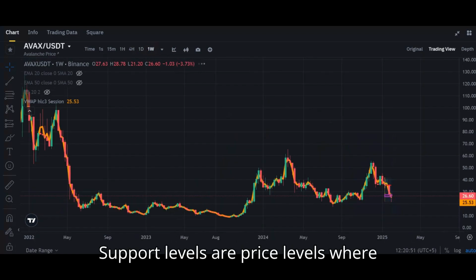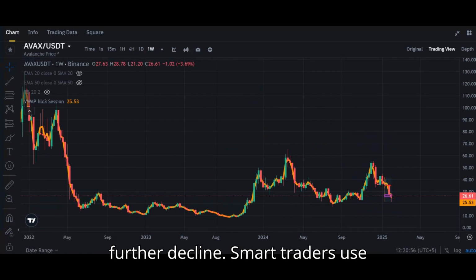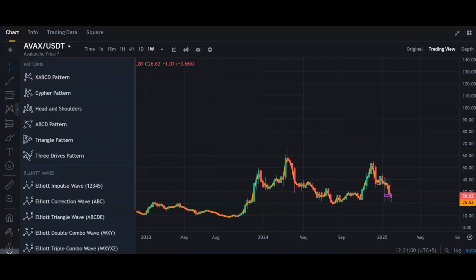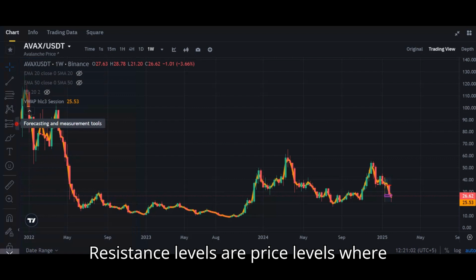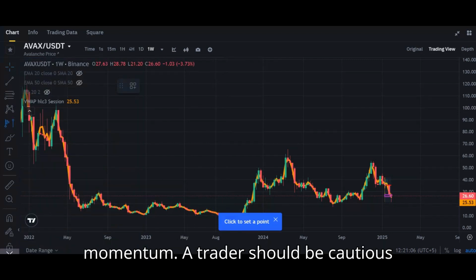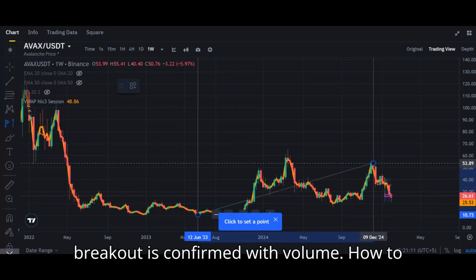Support levels are price levels where demand is strong enough to prevent further decline. Smart traders use these areas for buy entries when they align with strong order flow. Resistance levels are price levels where selling pressure overcomes buying momentum. A trader should be cautious when longing near these areas unless a breakout is confirmed with volume.